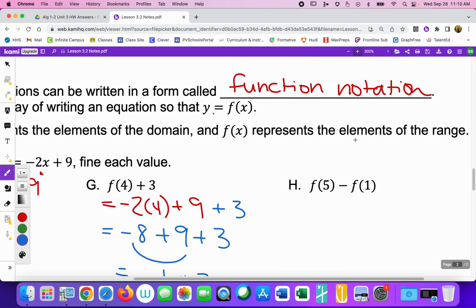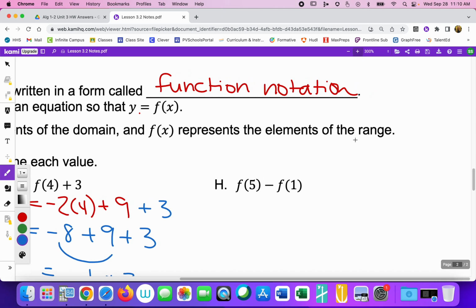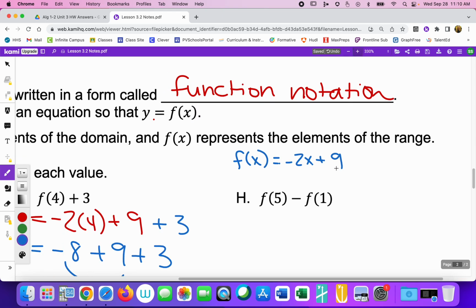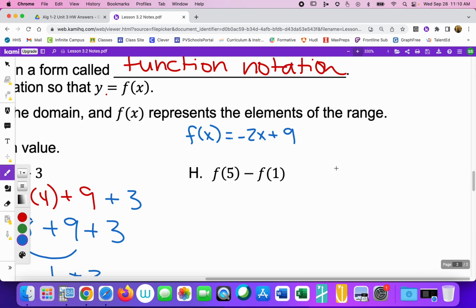Now, on h, we're still using that same function, so I'll just recopy it over here since I scrolled away. You guys have it on your paper. We're still using the f function, whatever letter's there. f of 5 minus f of 1. What that is asking you to do is plug 5 in for x, simplify that to one number. Plug 1 in for x separately, simplify that to one number, and subtract the results.